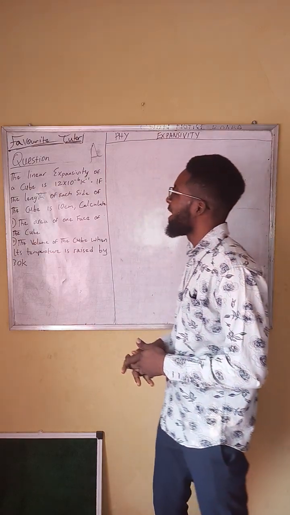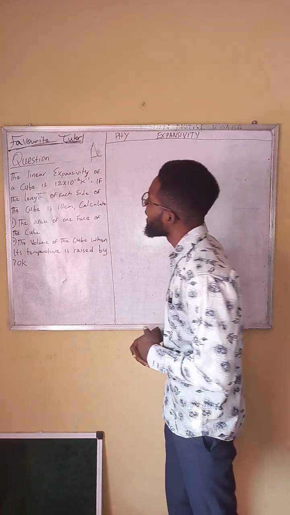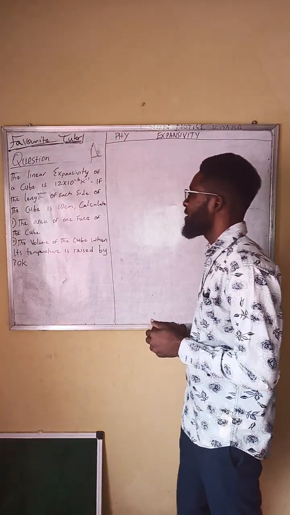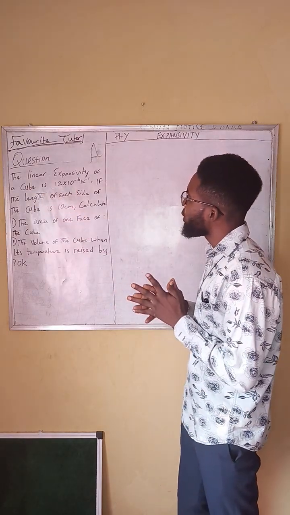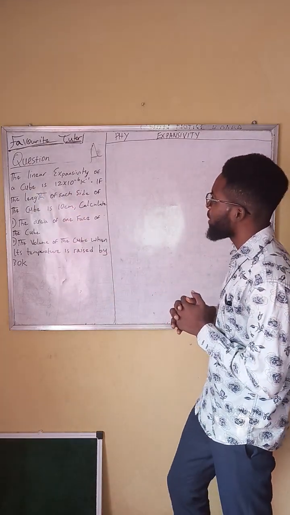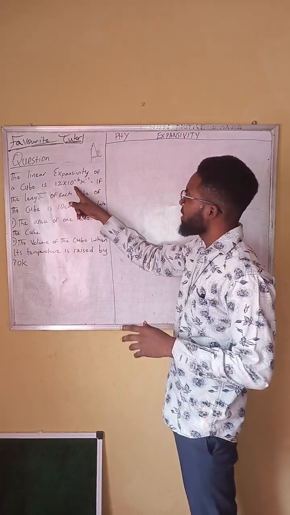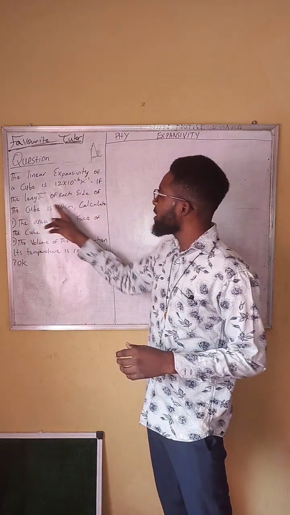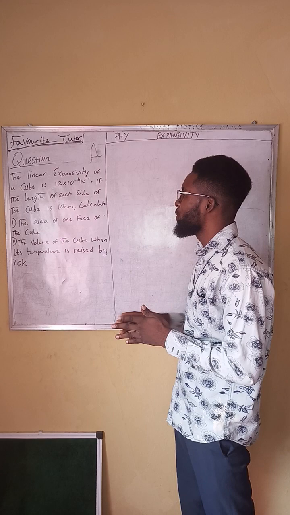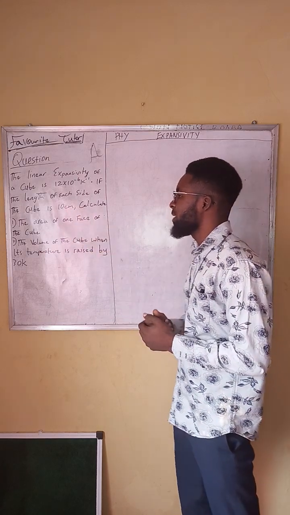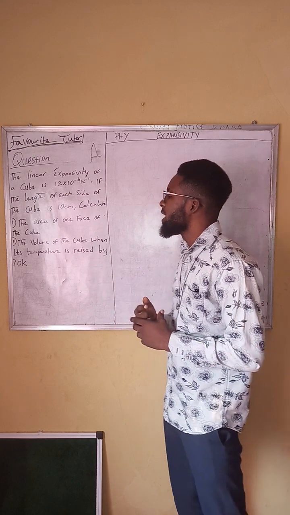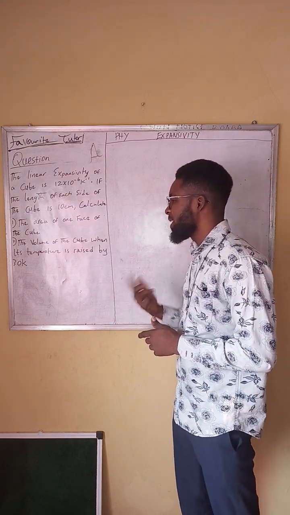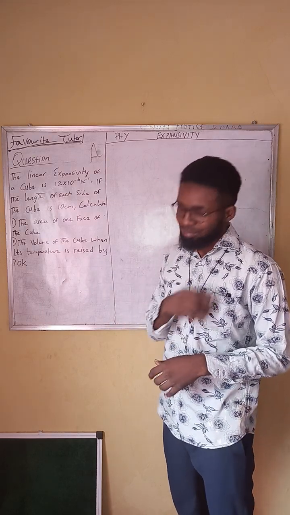All right, I have a question on the board. We are going to solve this question. It says the linear expansivity of a cube is 12 times 10 raised to the power minus 6 per Kelvin. If the length of each side of the cube is 10 centimeter, calculate: 1. The area of one face of the cube. 2. The volume of the cube when the temperature is raised by 30 Kelvin.